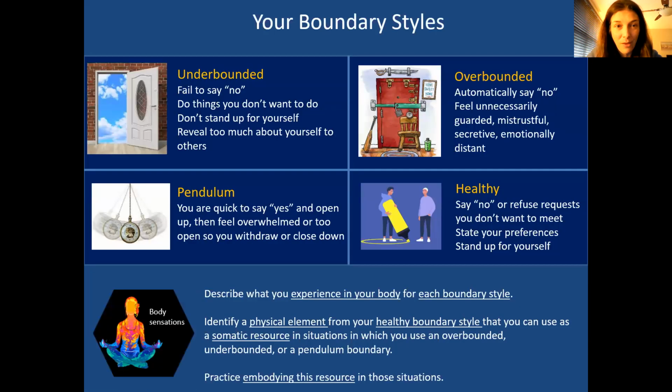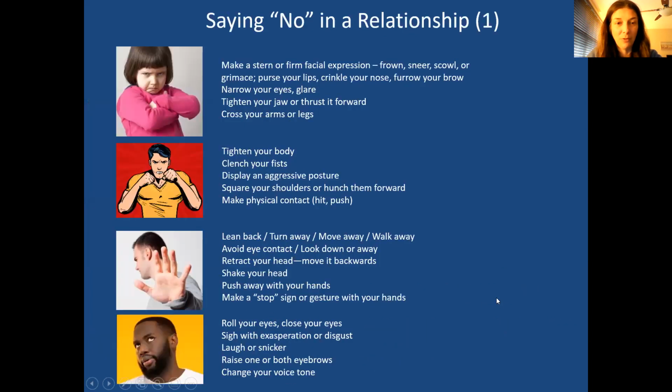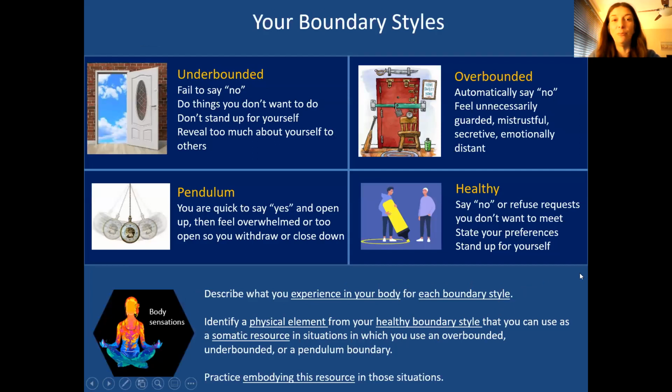Practice these. All right, so we're going to go with the four boundary styles we just reviewed, okay, and then describe what you experience in your body for each boundary style. So chances are you might have been in each of these at some point or other, but you have a dominant style. But try to think of things where you were in each style, and for each one, what happens to your body, right? And then go to the healthy one, all right? So do the healthy one last, so it stays fresh in your mind.